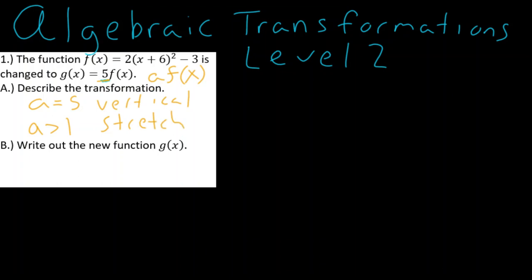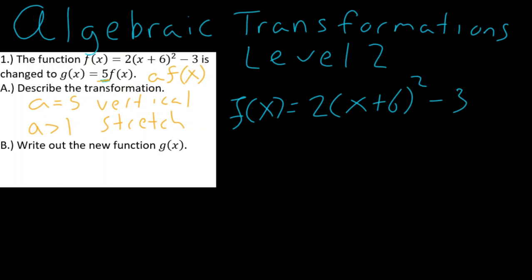Okay, now part B says write out the new function g of x. And this is where it gets a little bit tricky. So let's write f of x first, in blue. f of x is equal to 2(x + 6)² − 3. And then in red, I'm going to write the rule, g of x is equal to 5 f of x. I'll call this my rule whenever we're writing g of x in terms of f of x, the other function. This is the rule that transforms f to g.